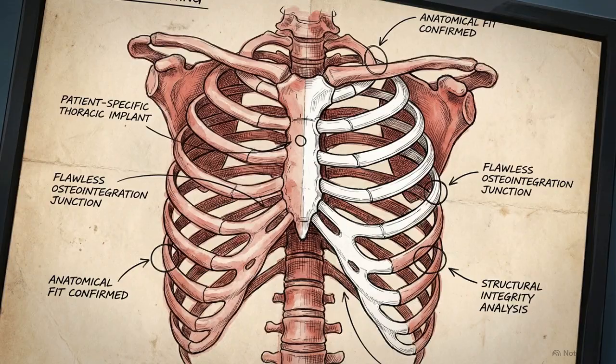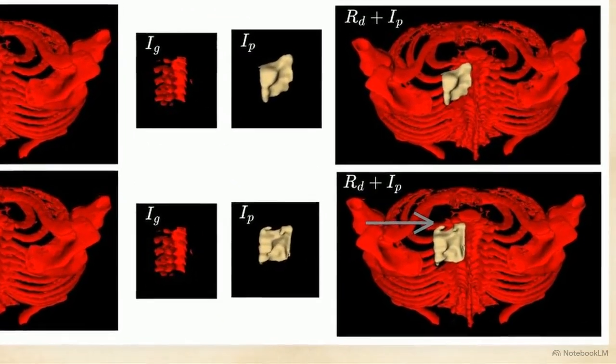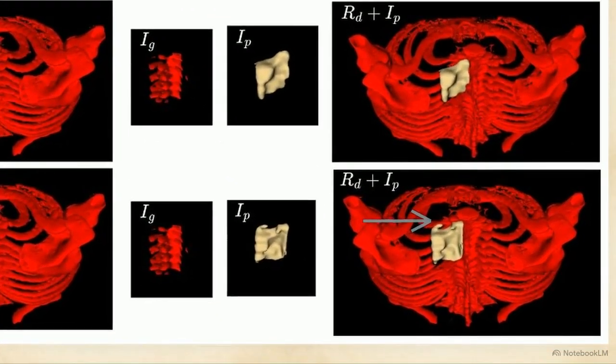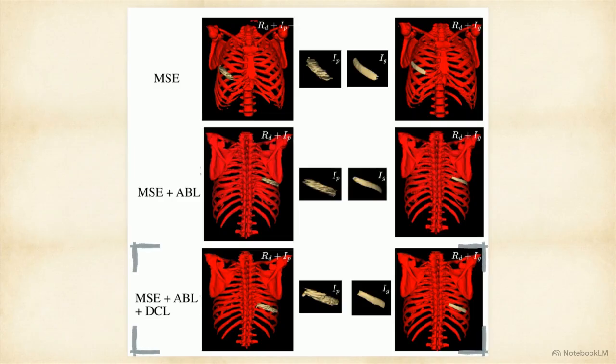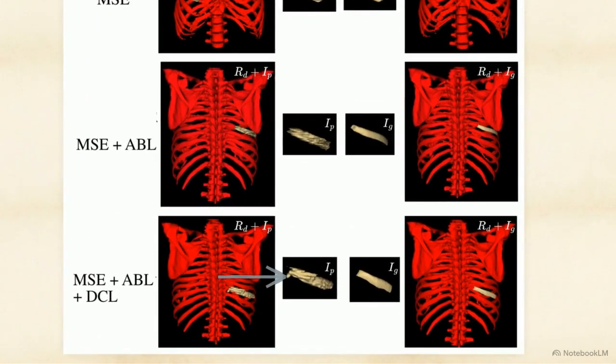plausibility of the predictions. In this technical comparison for multiple rib defects, look at the bottom row. Guided by the full composite loss, the predicted implant, IP, accurately conforms to the expected curvature and blends directly into the defective cage, RD. The single bone reconstructions here display excellent spatial coherence. In the final row, the geometry of the predicted implant closely matches the curvature, thickness, and volume of the actual ground truth.